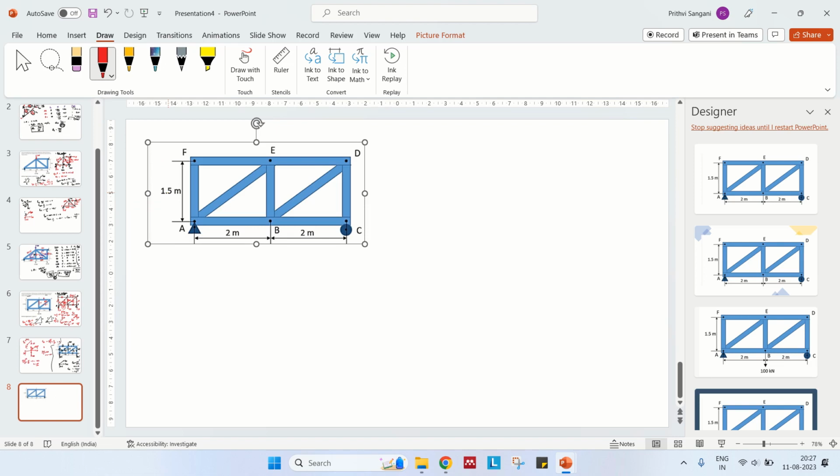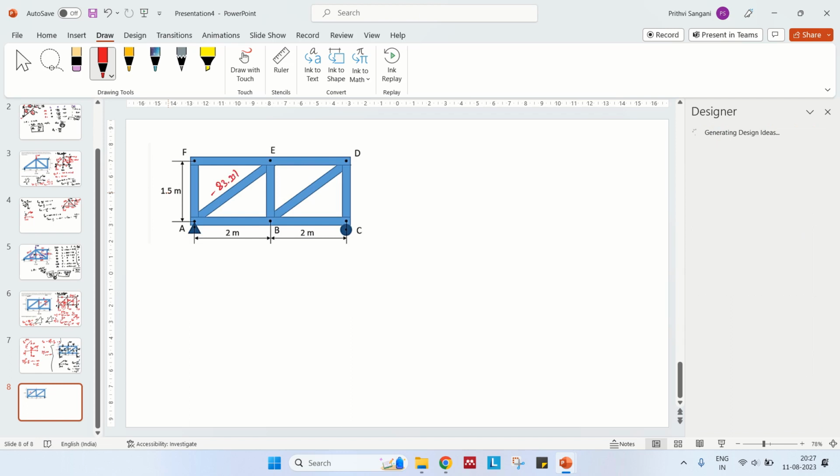Again, I'll write down the internal forces due to the external loads in red. Minus 83.33, that is nothing but 250 by 3. Tension 50. What about this? This is tension 3.33, and this is 0. This is compression, minus 50. This is compression, minus 66.67. What about FE? FE is 0, and AF is again 0.